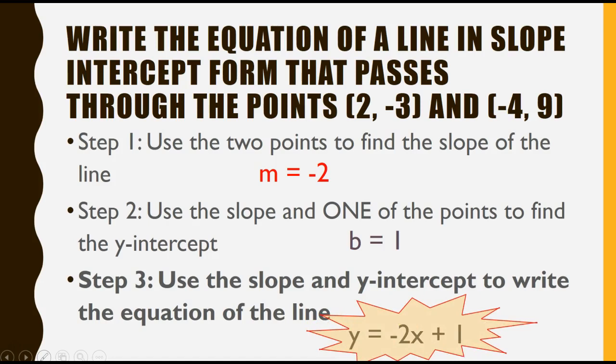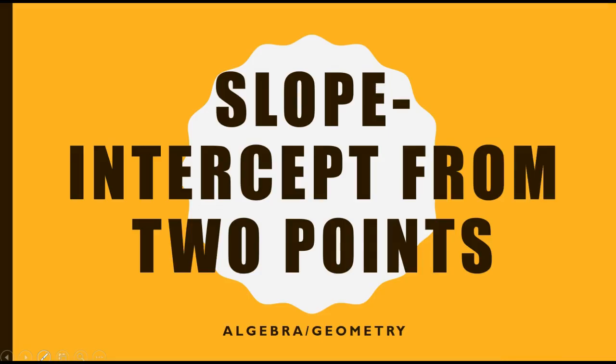Now keep in mind, this is one way to get to the equation of a line. I would strongly recommend looking at the screencast for point slope form, because I actually think that that method is a little bit easier. But this video did take us through slope-intercept form from 2 points.